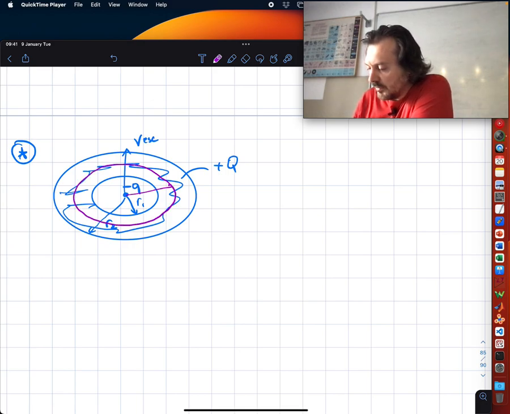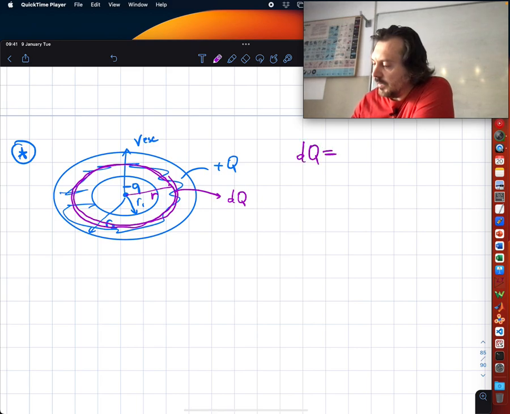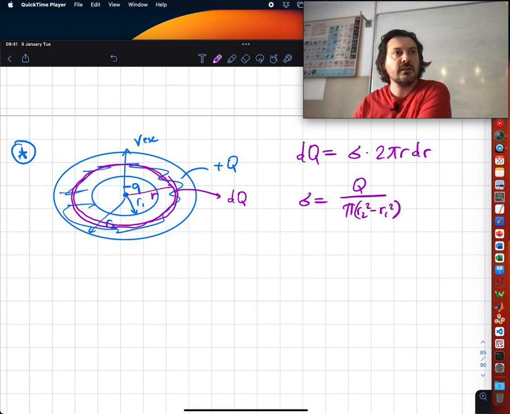Exactly. Very good. So at r, let's say there is dr, and there is dq in that dr. So dq will be the surface charge density times 2 pi r dr, right? What is the surface charge density? Q over pi (r2 squared minus r1 squared), right? Because it has a hole in it.